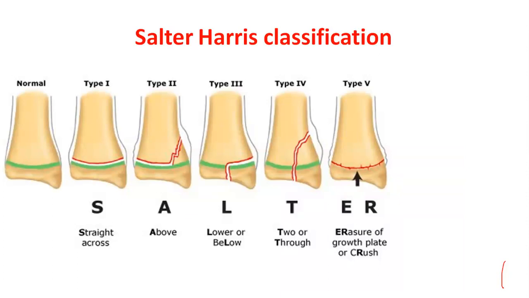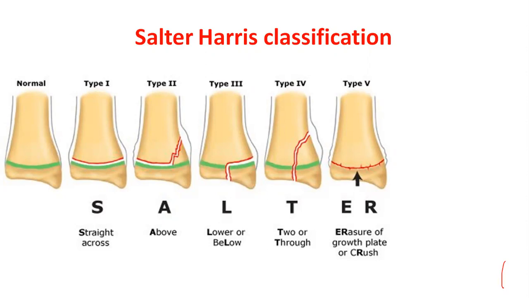This fracture can be classified according to Salter and Harris. This is the normal radial side. Type 1 is when the fracture is exactly straight and above the epiphysis, which is the growth plate. Type 2 is the fracture of the radius above the growth plate, and type 3 is when the growth plate injury, the fracture, is below the growth plate or distal to the growth plate.